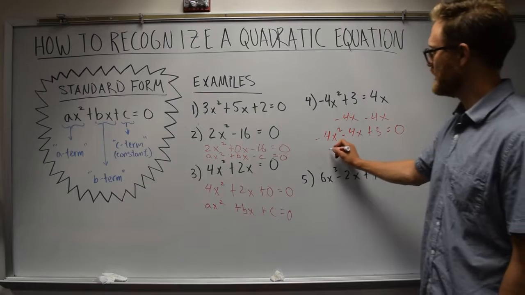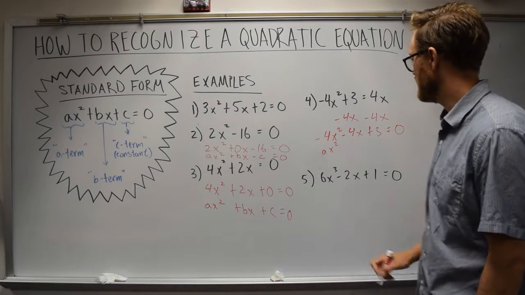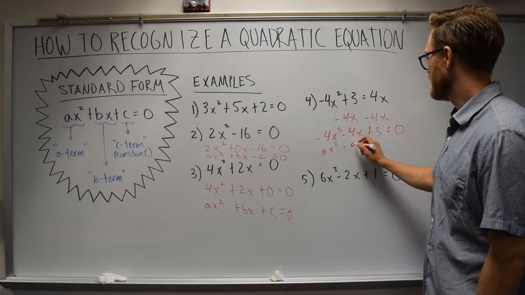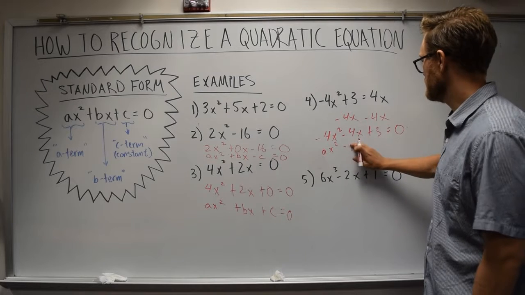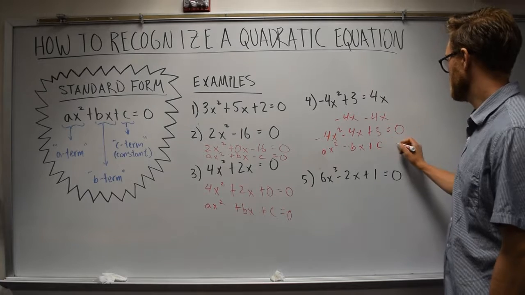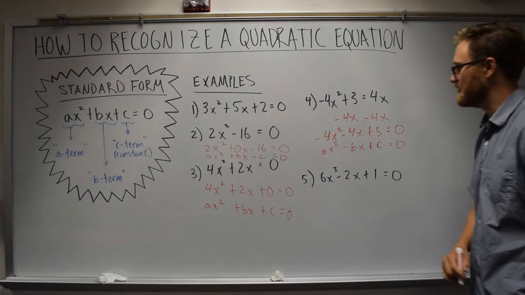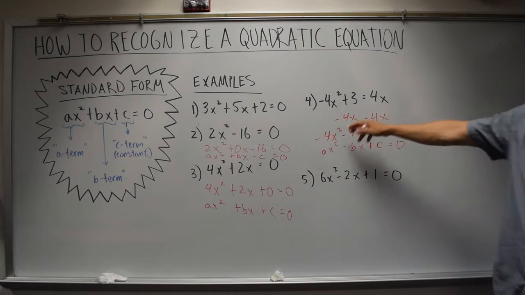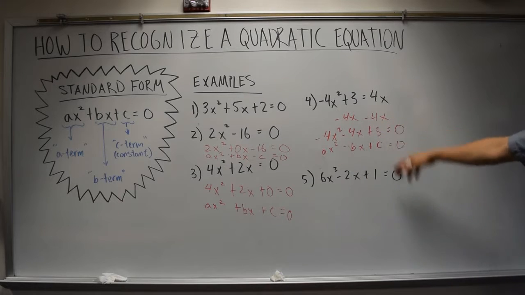So now when I'm looking at it, negative 4x squared is my a term, 4x is my b term, and then 3 is my constant. So I've rewritten it in standard form. I have a squared term, a linear term, and a constant, so that is a quadratic equation.